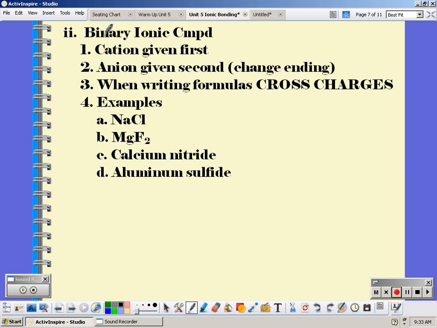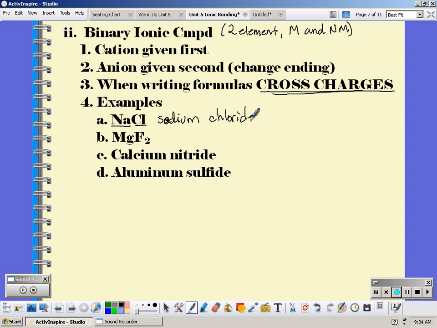Binary ionic. Binary means that there are two elements. Specifically for ionic, that means you have a metal and a nonmetal. So you write the cation first, and then you write the anion, changing the ending to IDE. When you write a formula, you need to make sure that you cross your charges. So for example, the first capital letter is always your cation. Na is sodium. Cl, the second capital, is always your anion. So Cl would be chloride. So NaCl is sodium chloride.